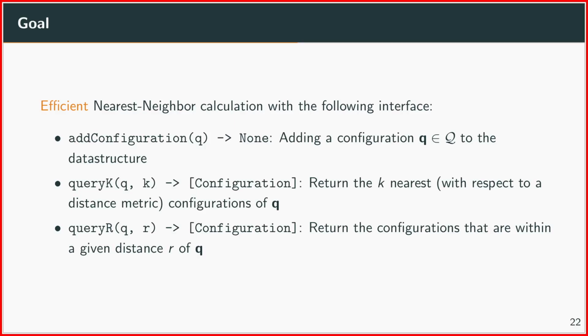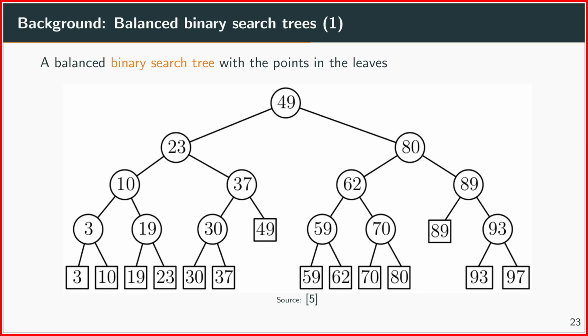This function, query k, returns you the k nearest neighbors with respect to a distance function, of course, of configurations which you have added to the underlying data structure. And the second one, query r, is very similar, but instead of k nearest neighbors, you want all the neighbors which are in a given distance radius r of your configuration q. So those are the two functions which we want. And internally, one of the best data structures to accomplish this is a balanced binary search tree.